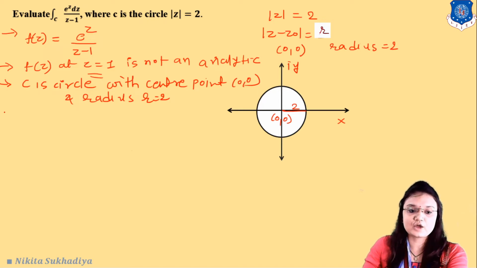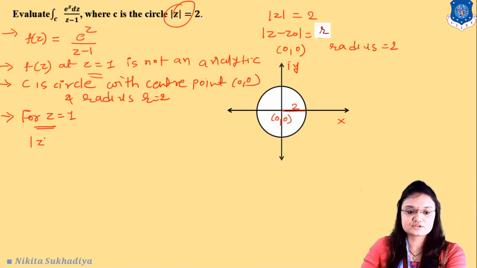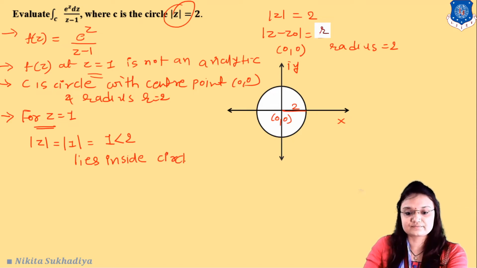Okay, so here we have a point, z is equal to 1, for which our function is not an analytic function. But first of all, let us check whether z is equal to 1 lies inside the circle C or outside the circle C. For z is equal to 1, put z is equal to 1 over here. So here modulus of z, put z is equal to 1, we will get 1. This is less than 2. So here z is equal to 1 lies inside the circle C.